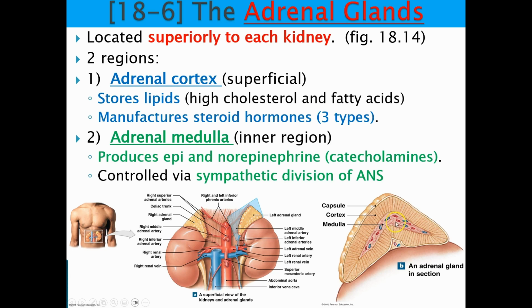All right, the other part is the adrenal medulla, and that is this middle region here. It produces epinephrine and norepinephrine, which hopefully you remember are the catecholamines. They're tyrosine derivatives and they are water soluble. And notice this is controlled by the sympathetic division, so during sympathetic stimulation, that's going to lead to the release of epinephrine and norepinephrine. All right, so that's what we're seeing in this little region here.